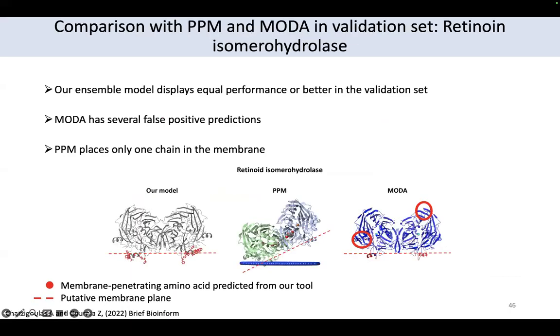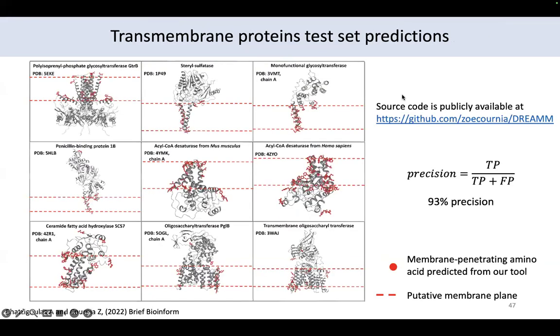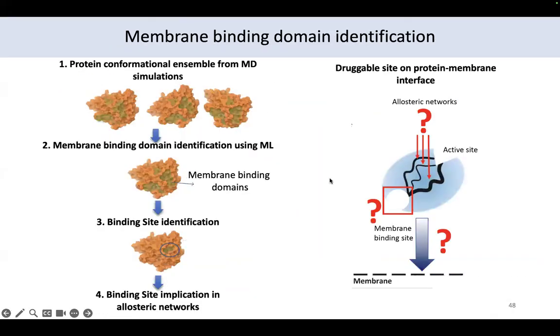We compared with other tools that are available for protein membrane interfaces, and we found that our model could predict with equal or better performance in the validation set. Although it was not trained on transmembrane proteins, it also produced very good results for transmembrane proteins, with 93% precision for amino acids that are embedded in the cell membrane.